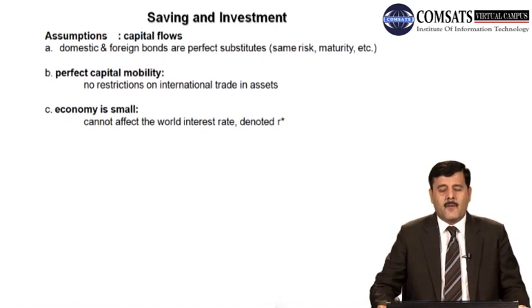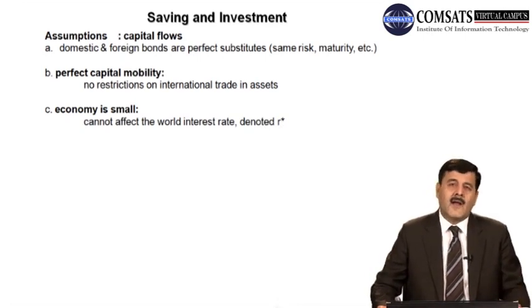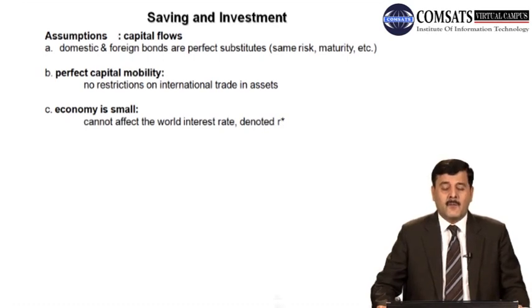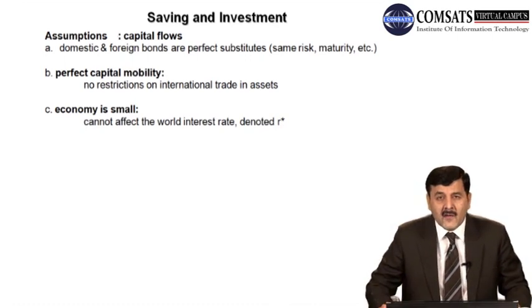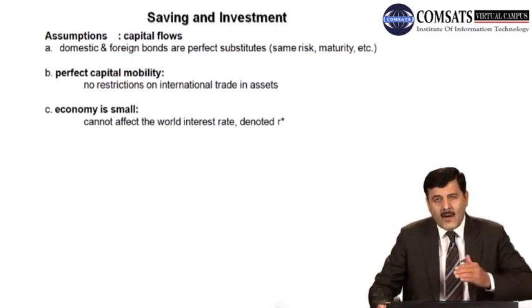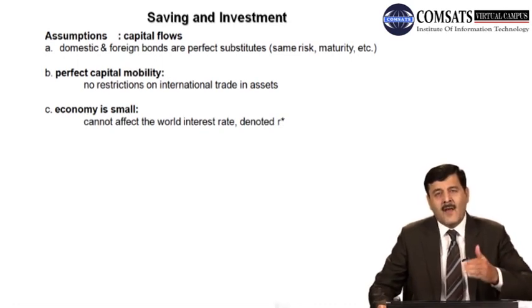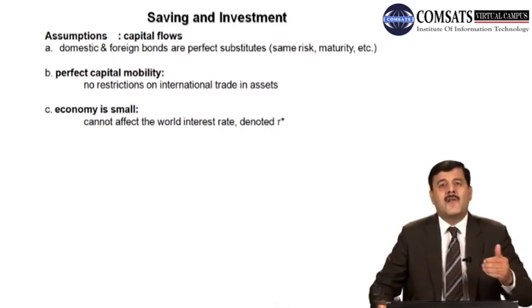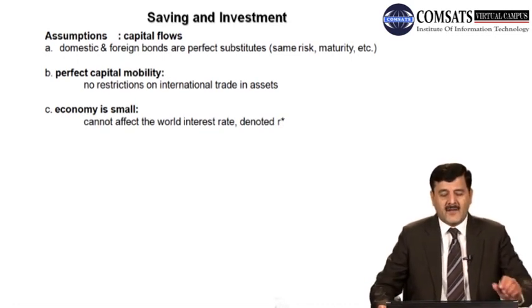Domestic and foreign bonds are perfect substitutes, right? There is the same risk, same maturity rates, and so on. So this is one of the assumptions that we are going to make, that domestic and foreign bonds are perfect substitutes of each other. The second is the perfect mobility of assets between countries. There are no restrictions on assets moving between countries. Assets can move easily from one country to another, there are no quotas, no restrictions, no tariffs on them. So this is another assumption.